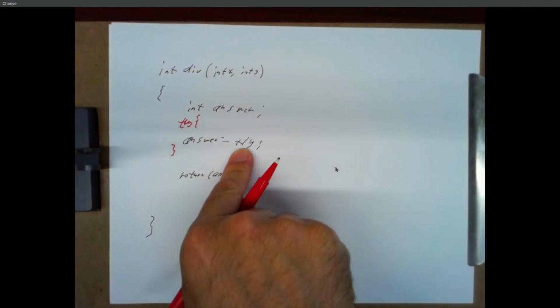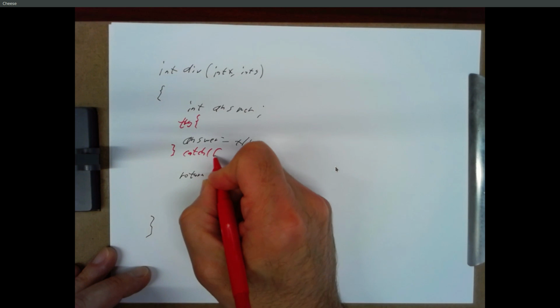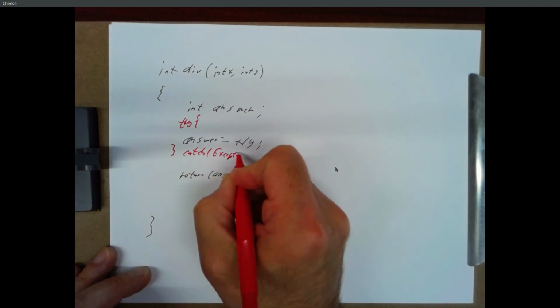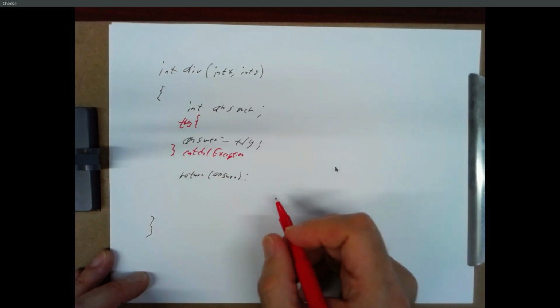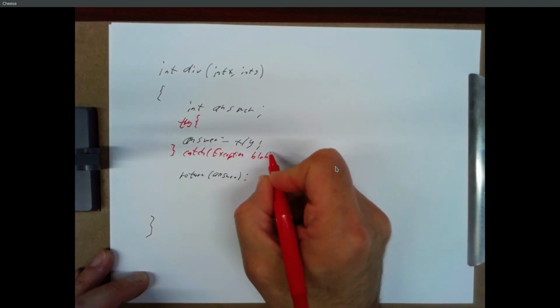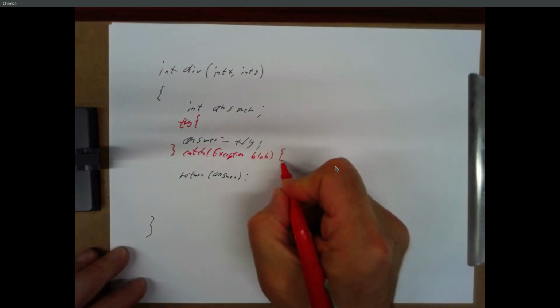Here's the one thing that might fail. Let's try it, right? And then catch, and exception will work, divide by arithmetic exception will work. Exception is a catch-all. This can be anything that we want, because we're not going to do anything with the exception, but it's got to be there.